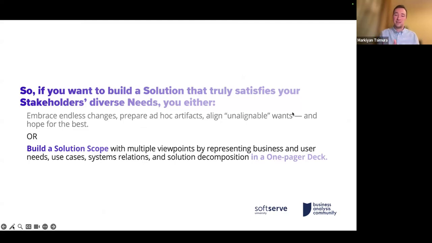And it doesn't matter whether it's this one pager or some other template. The most important thing is to have those viewpoints represented that you can show and collaborate, analyze and model those business and user needs, whether it's the use cases, system relations, solutions decomposition, process modeling, user journey. It depends on your purpose.